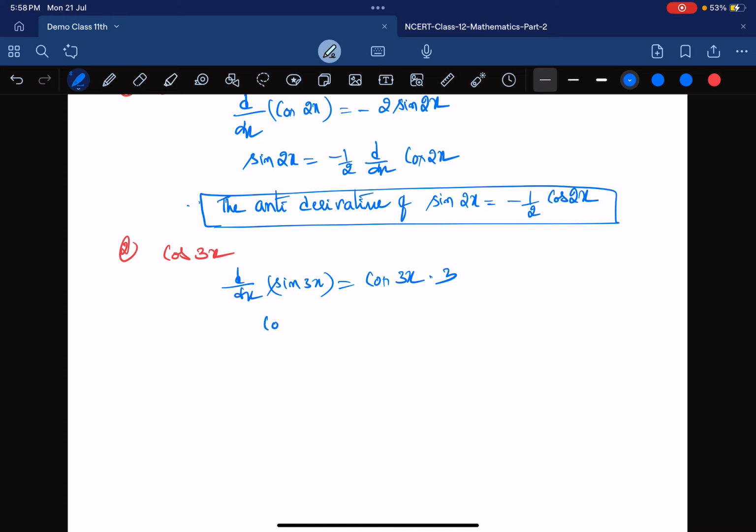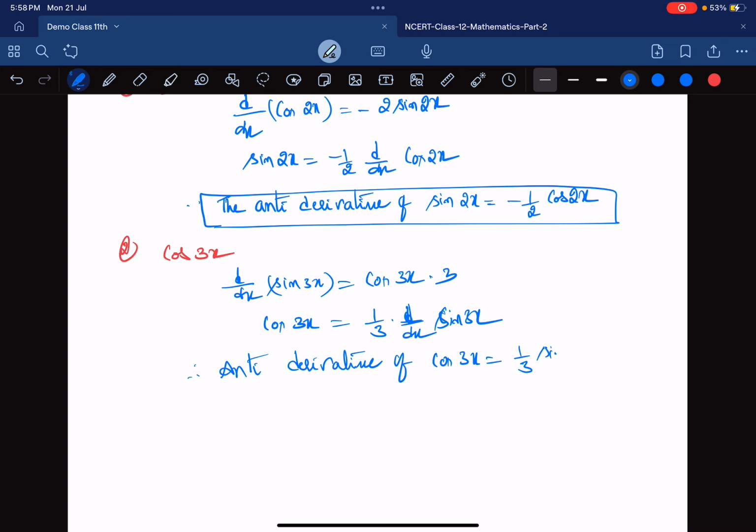So from this, cos 3x is equal to 1 by 3 times d by dx of sin 3x. So therefore, the antiderivative of cos 3x is 1 by 3 sin 3x.